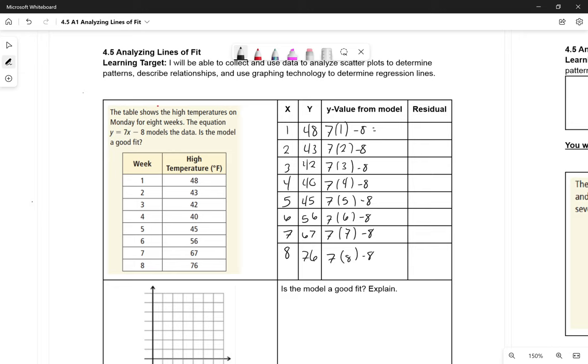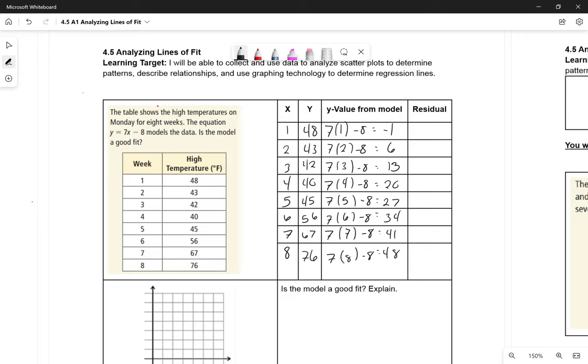7 minus 8 is -1. 14 minus 8 is 6. 21 minus 8 should be 13. And I'm already discovering a pattern here where it looks like it's increasing by 7. So I can go ahead and continue to fill in my table. You can always double check the math.